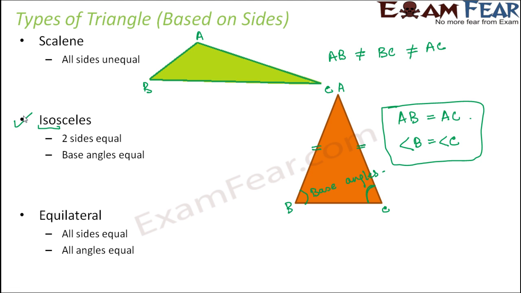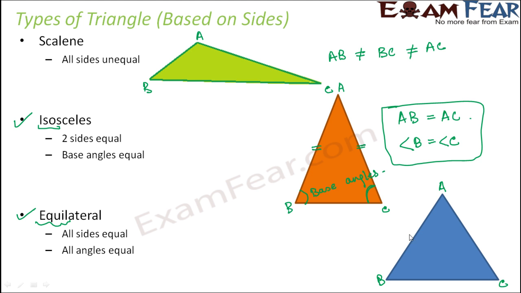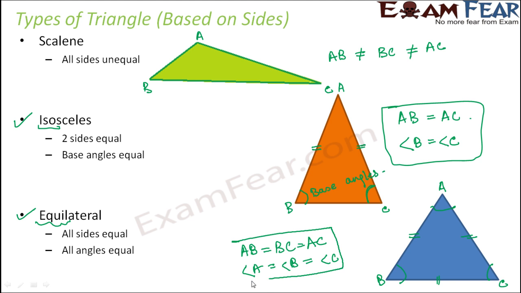And then the third type is equilateral. That means all the sides are equal. Equi means equal. So all sides equal, therefore all angles are also equal. So if this is a triangle ABC, in this case AB is equal to AC is equal to BC, and also the three angles are equal. That is, angle A is equal to angle B is equal to angle C. So we have the scalene triangle where no sides are equal, isosceles where two sides are equal, and equilateral where all sides are equal.